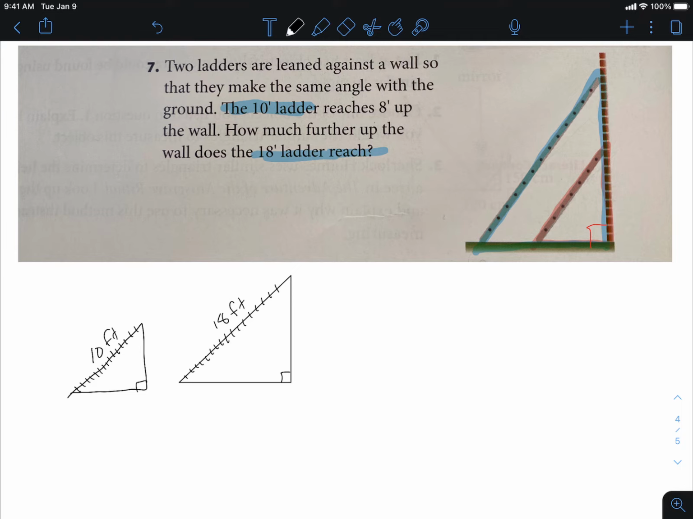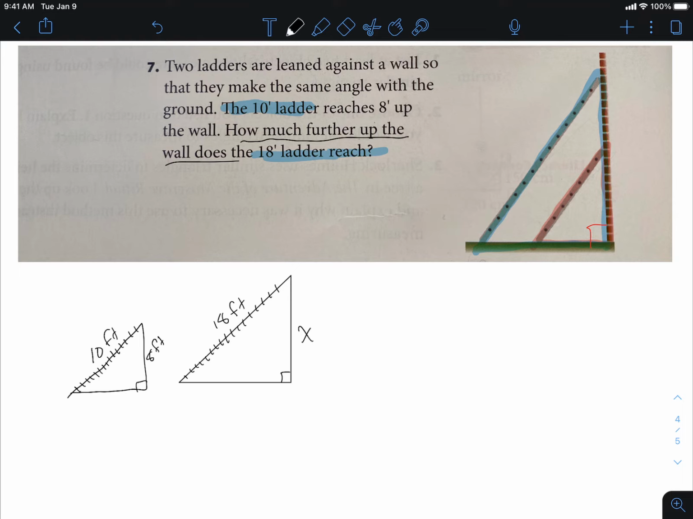Okay, and then it says the 10-foot ladder reaches 8 feet up the wall. All right, is everybody okay? I just didn't read the question. You just gotta be careful, I suppose. The question asks, how much further up the wall does the 18-foot ladder reach? Well, we first need to actually figure out how far up the wall the 18-foot ladder can reach.